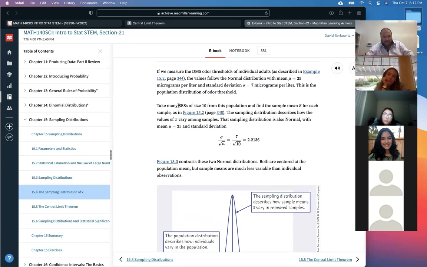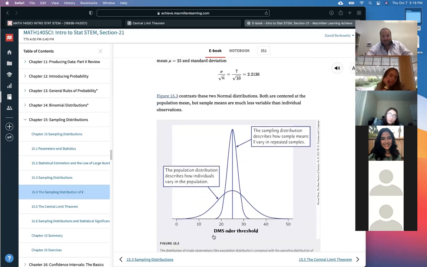We take lots of SRSs of size 10. In our case, we took 1,000 SRSs of size 10. What do we see that the sigma was? It was 2.2 approximately, if you want to be a little more exact, 2.2136. Let's look at the original population distribution and then our sampling distribution.